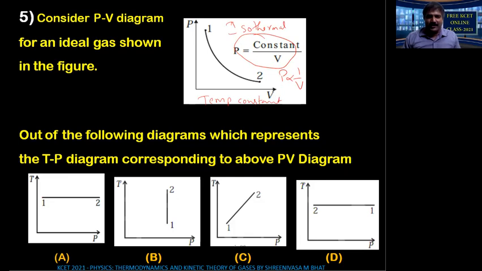Yes, A is constant, D is constant. B and C are not constant; the T value is increasing there. Now, which one is correct among A and D? It is D. Initially at point 1 the pressure is more, and at point 2 the pressure is less. So point 1 is not possible in the other graph. Here it is possible: at point 2 less pressure, at point 1 more pressure. Therefore option D is the correct choice for question number 5.